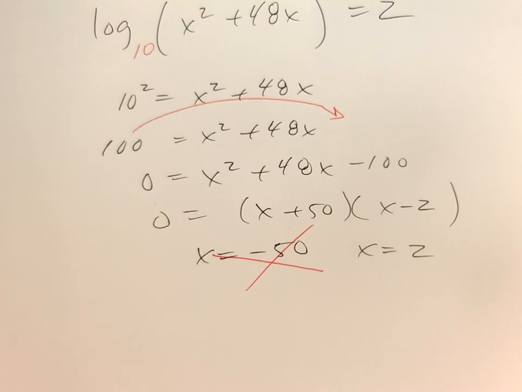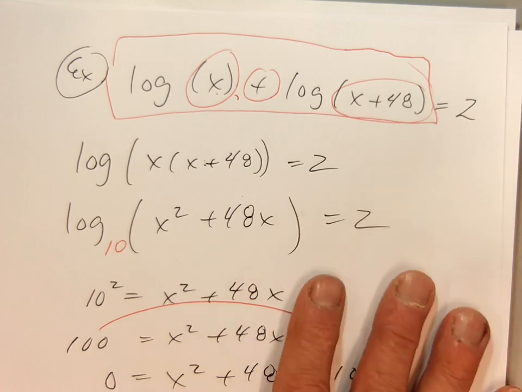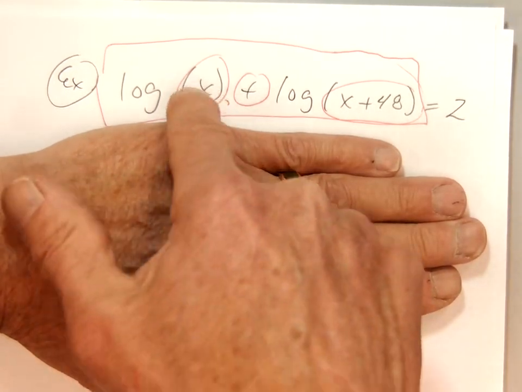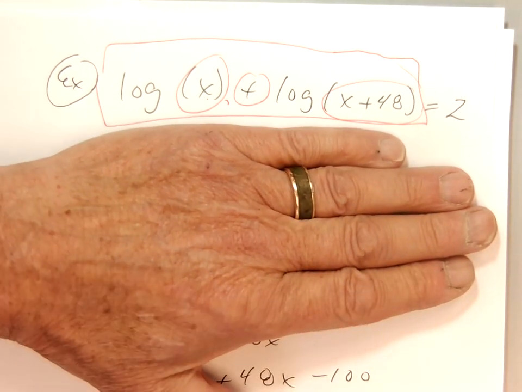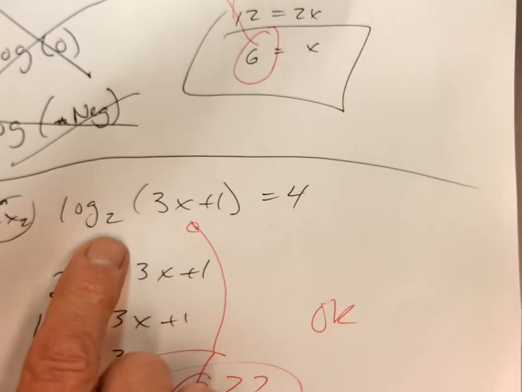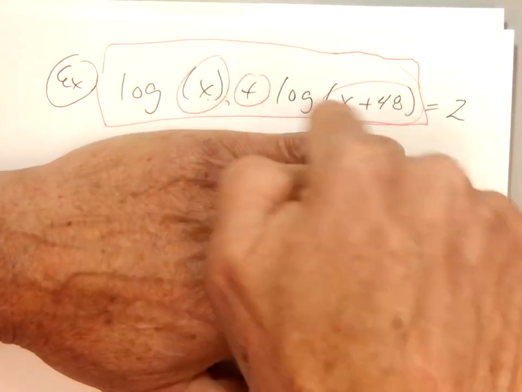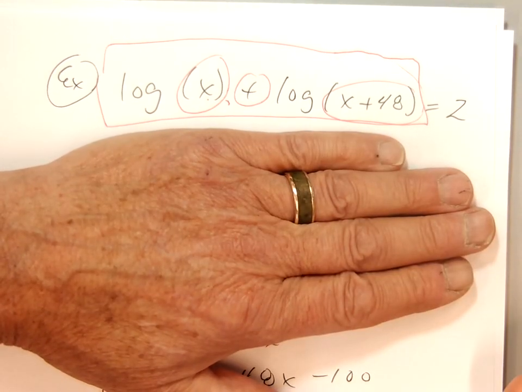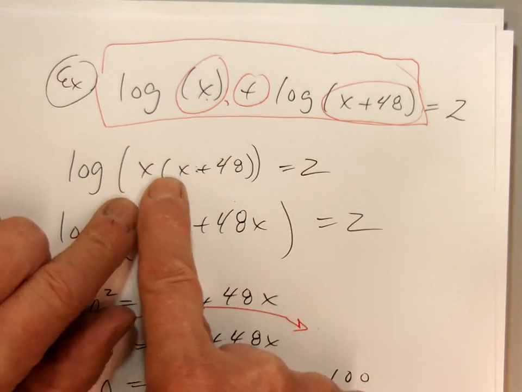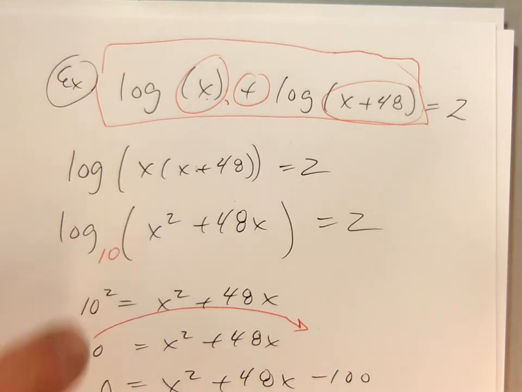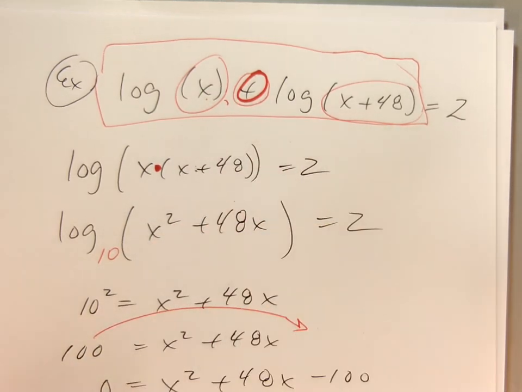Finally, the last example, saved the hardest for last. Here is the hardest. So, here's my question. I have log of x plus log of x plus 48 equals 2. I really want to do this, but I can't until I combine these two logs to make a single log. So I go back to the rules we did a couple of days ago. If it's plus, I can bring the two logs together as times. So here's an invisible times sign right here because I got plus. So I've got x times x plus 48 equals 2.